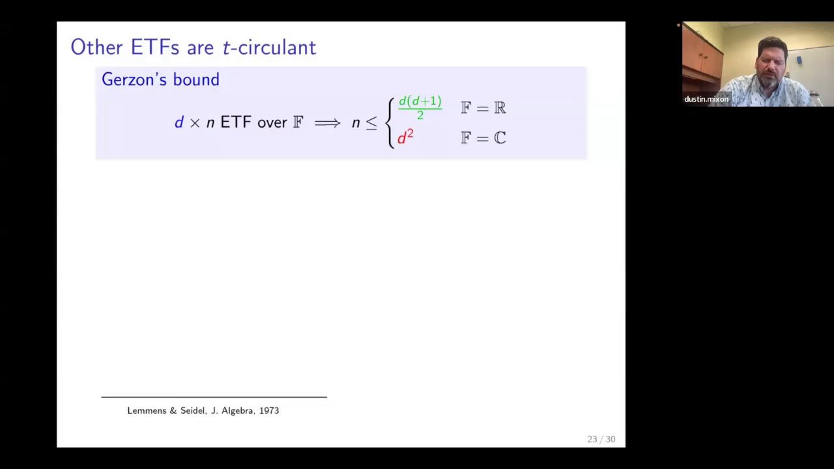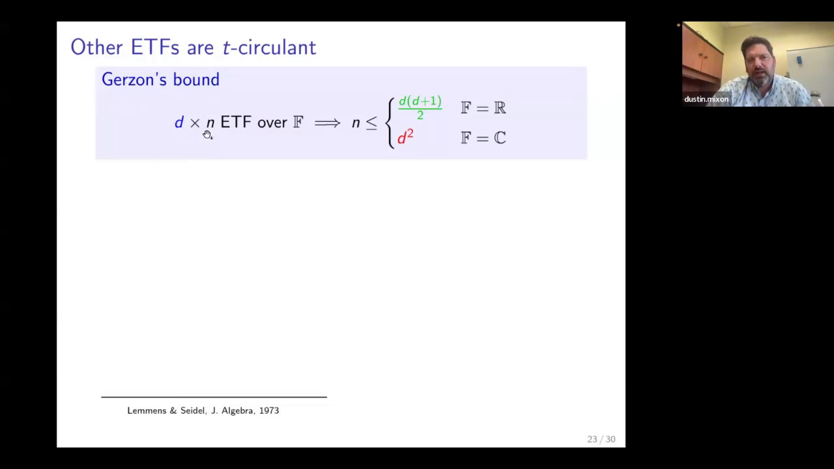When we observed this 2-circulant structure popping out of our constructions, we started looking around and noticing that this T-circulant structure seems to be all over this equiangular tight frame problem. So people are particularly interested in the extreme case, where you have the most lines possible. This is the subject of Gerzon's bound.